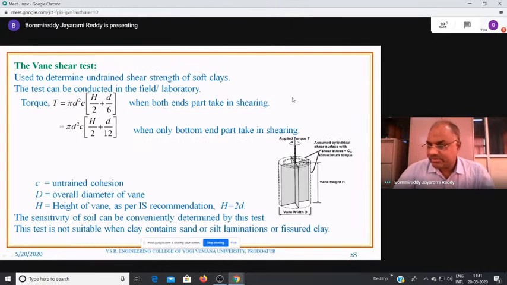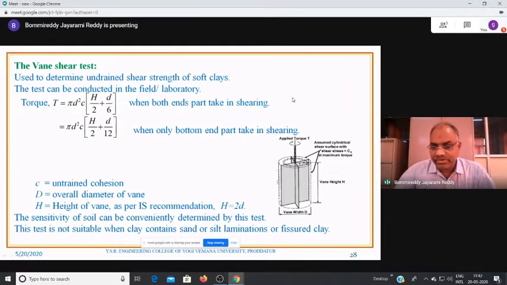Then the vane shear test. This vane shear test can be conducted both in the laboratory and also in the field. In the laboratory, the test size is very small, and in the field it is big, and it is particularly useful for soft clays. Sometimes the question may be which of the following tests is best suited for computing the parameters for soft clays. In such a case, the best answer is the vane shear test, and it can be conducted in the field or laboratory.